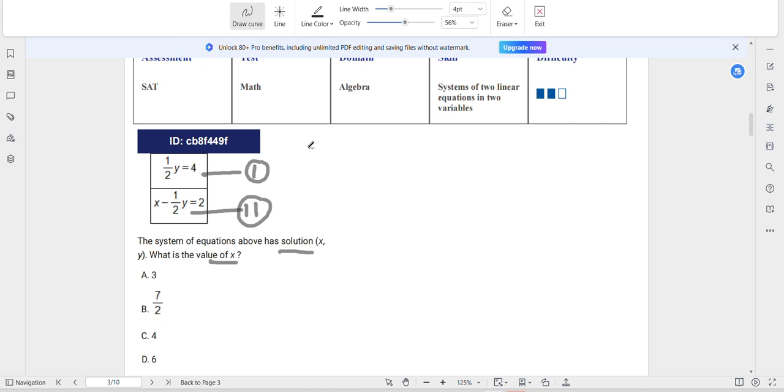We can solve this type of question very easily by eye, but I will solve this question. Let us substitute the value of 1/2 y in equation 2. So it becomes x minus 1/2 y, which means 4, equals 2. Adding 4 on both sides, we get x equals 6. So our answer is x equals 6.